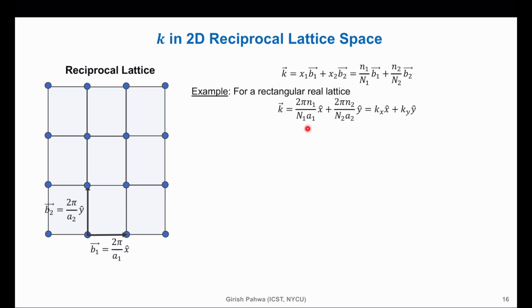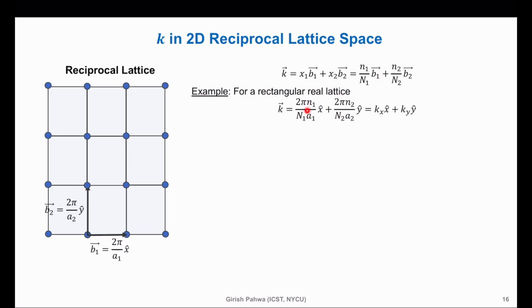So this is some coefficient kx and this is some coefficient ky. So kx x cap plus ky y cap. Understood? I have simply put the values of the b1 and b2.